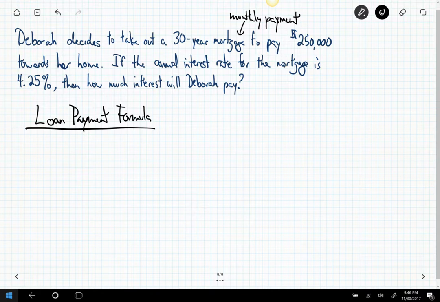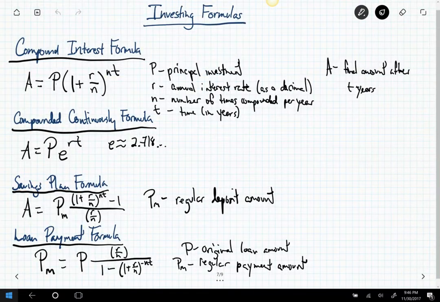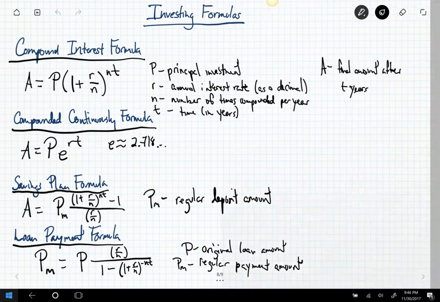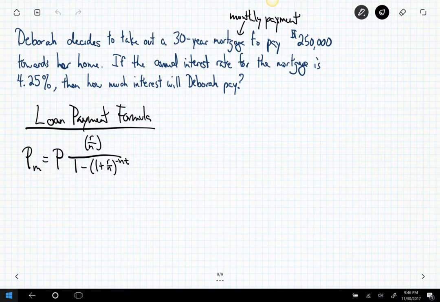If you're using the loan payment formula, we have our regular payment amount equals, we've got to take our principal, and it goes R divided by N over 1 minus 1 plus R over N raised to the negative NT. Just to double check and make sure, I hope I wrote that on the first page. Sometimes I forget. No, I have the negative NT. So we're good. Just making sure if you were taking notes that we all have the same stuff.